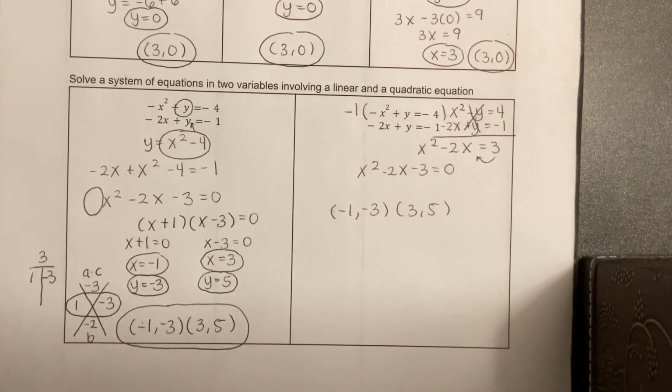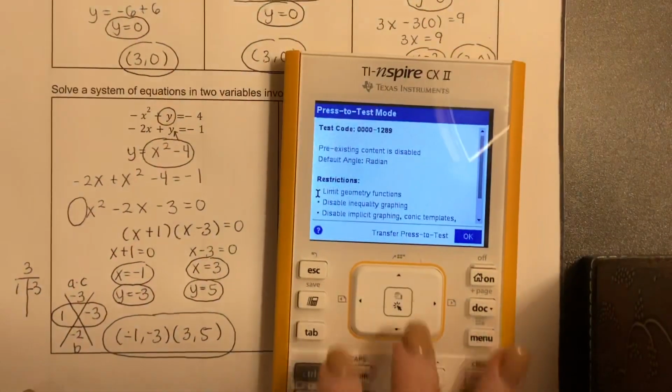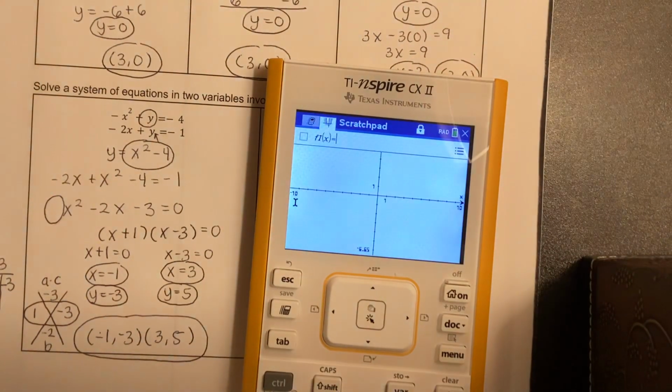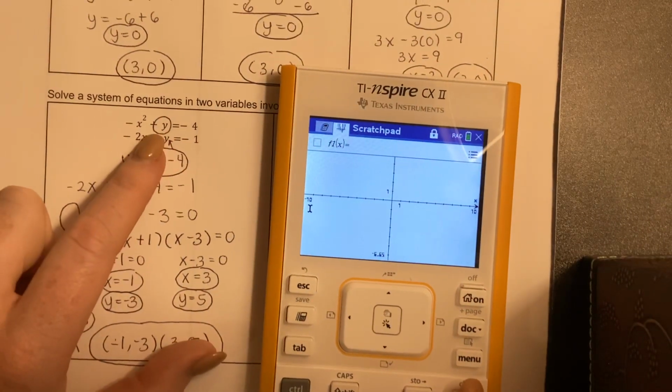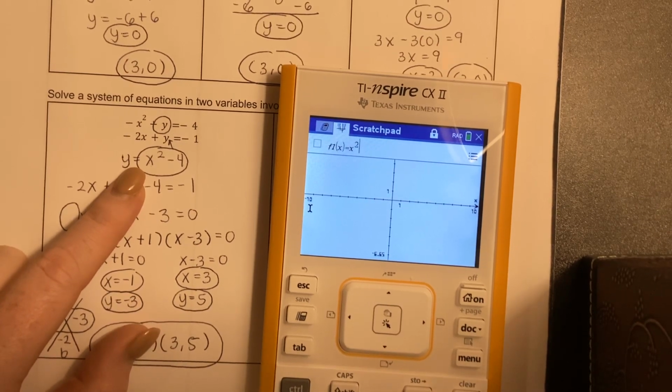If you're given this on the calculator section, you can put these in y equals form and then graph them and just see where those two things intersect. So if I was going to do that here, I'm going to come down and go to graph. If I solved this first one for y, which I did already, I get x squared minus 4. Enter. I get that parabola.